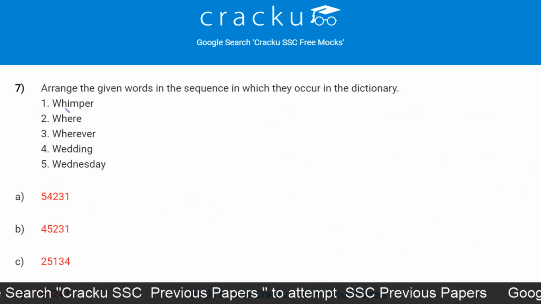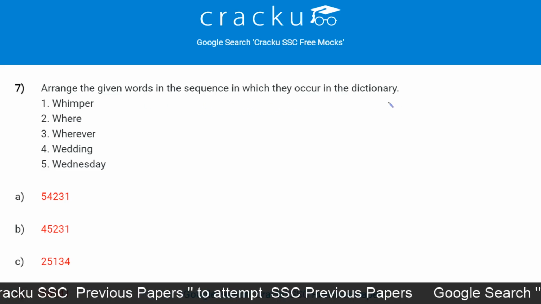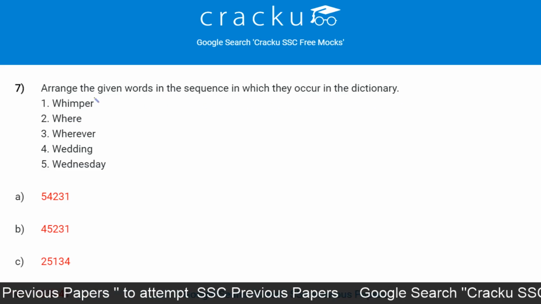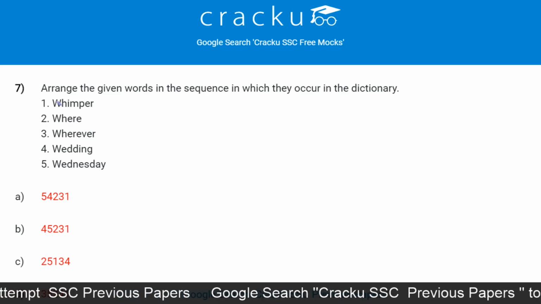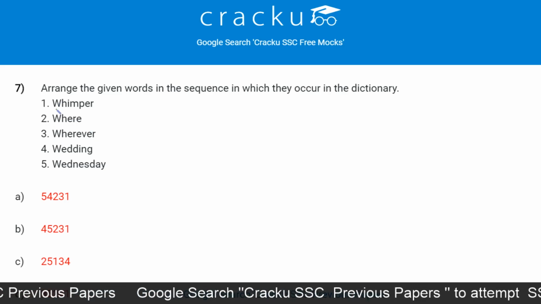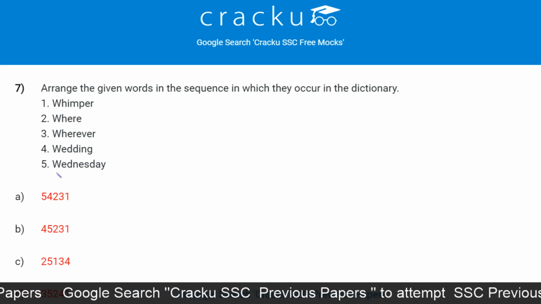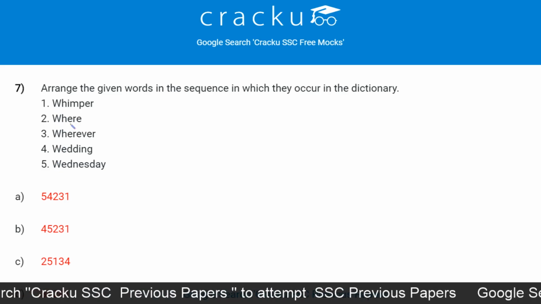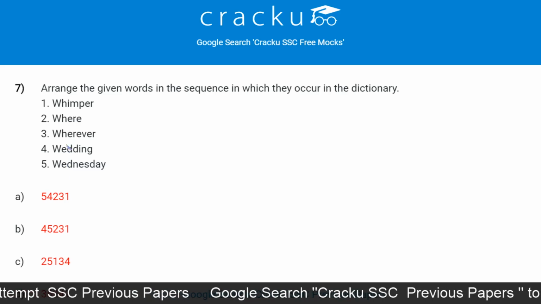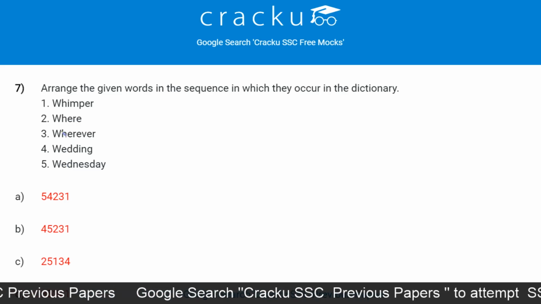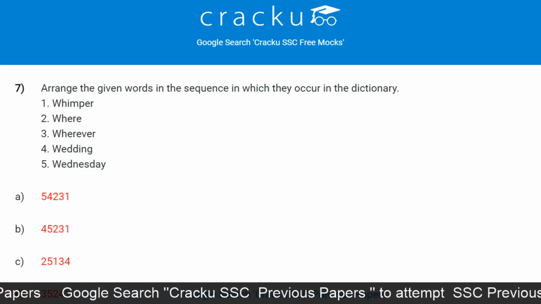Next question. Arrange the given words in the sequence in which they occur in the dictionary. Whenever you encounter these kind of questions, first start comparing all the first letters. If you see, all the words start with W. Let's consider the second alphabet, H, H, H, E and E. So if you consider dictionary order, which alphabet is going to come first?